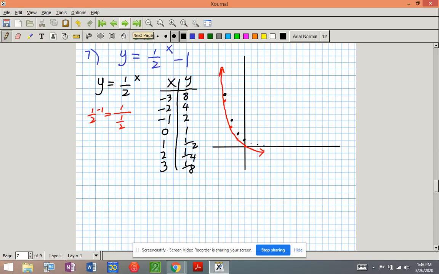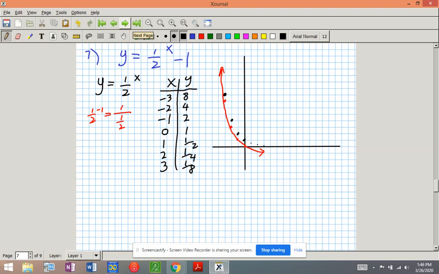Remember, what we did as a strategy to graph these was we made the parent function, simply because it was easier to make that table. And then once we had that parent function on the graph paper, we then just move it down, each point moving down 1 square, and that's the graph that they require. So our function in number 7 is y equals 1/2 to the x power minus 1. So the parent function is just the y equals 1/2 to the x part. And then those points will be moved down 1.